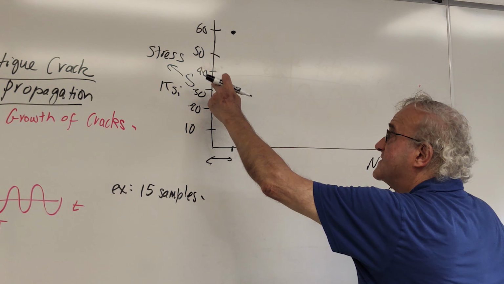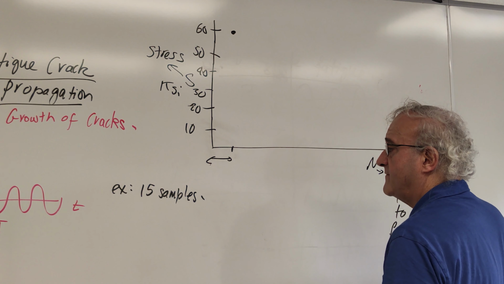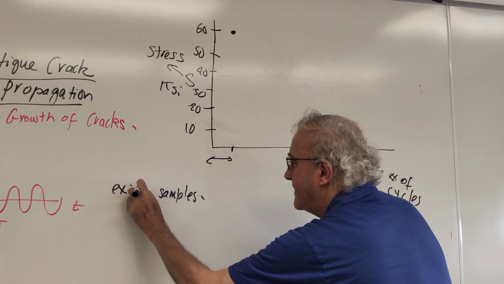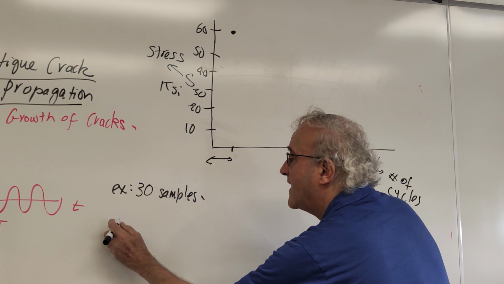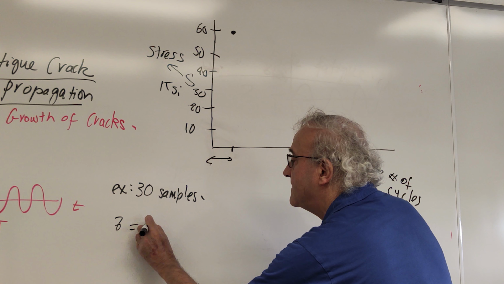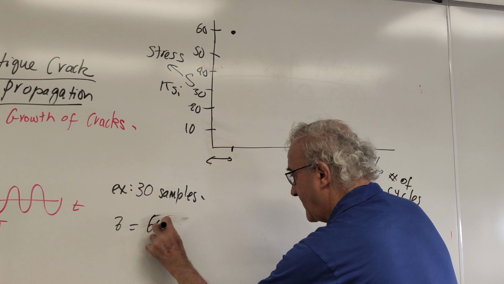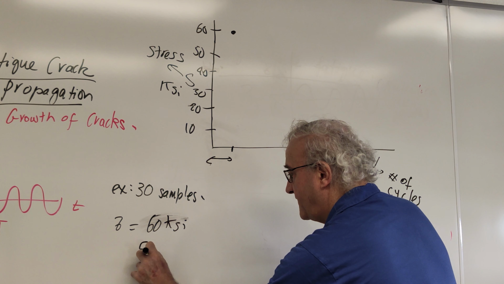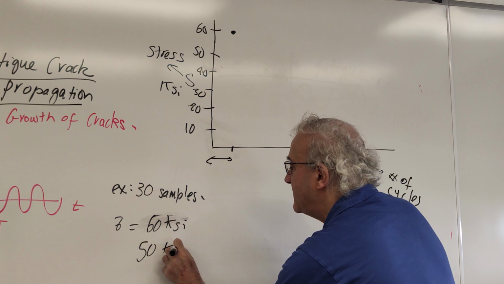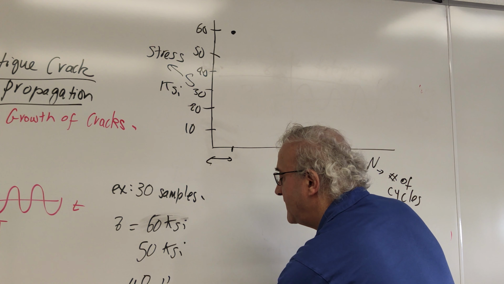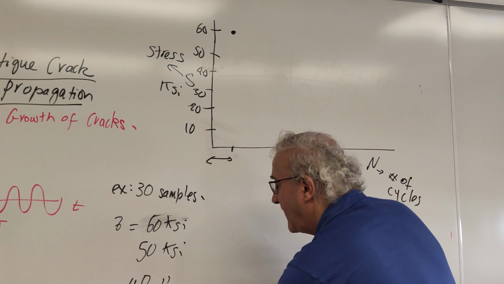Then I do another sample at 50 KSI. Let's say 30 samples, who cares? So I'm going to do stress at 60 KSI, and another one at 50, let's say 3 samples apiece. I'm going to do one at 40, at 30, at 20, and 10.